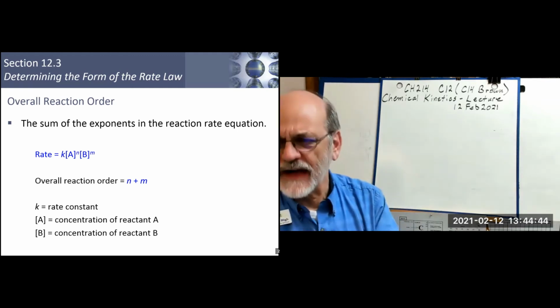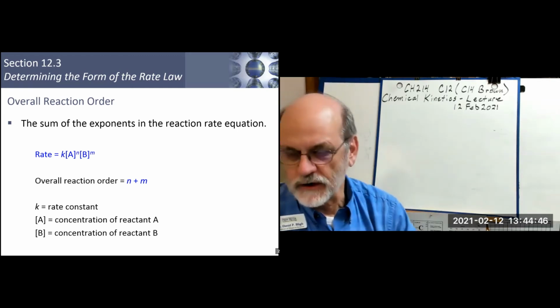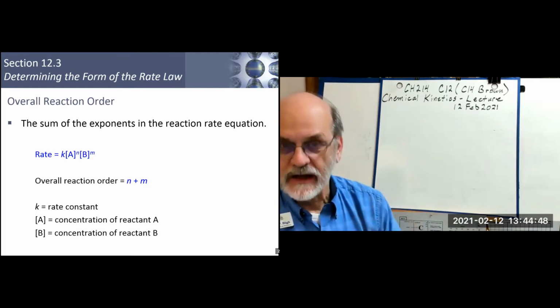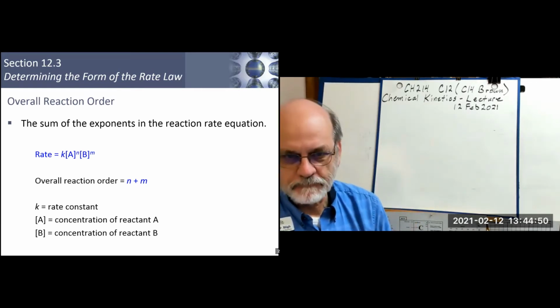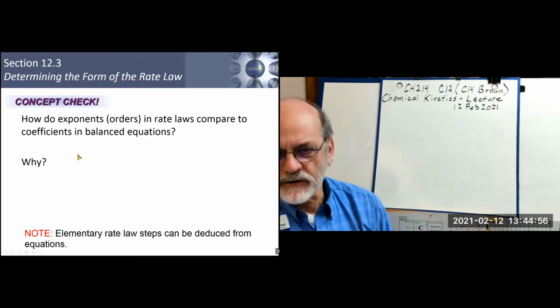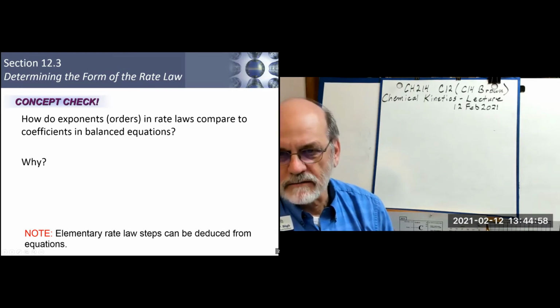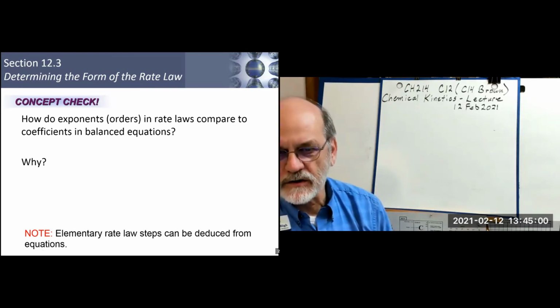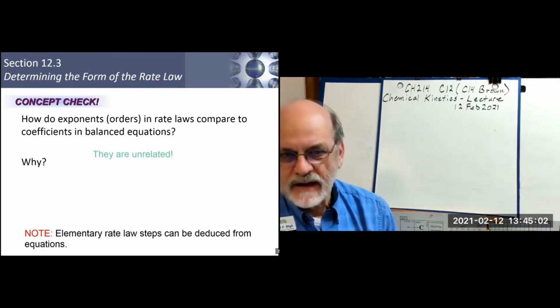We have to figure out what that order means, though. What does it mean in practical terms? And that's coming up. So this is just to check. How do those rate orders compare to the coefficients in the balanced equation? Not at all. They're not related.